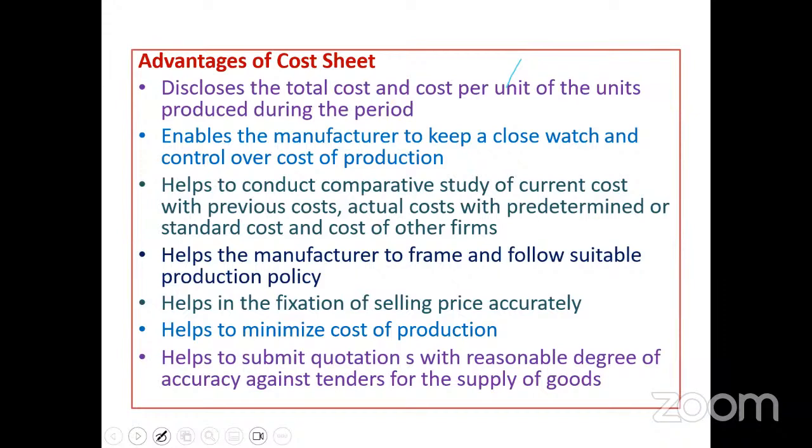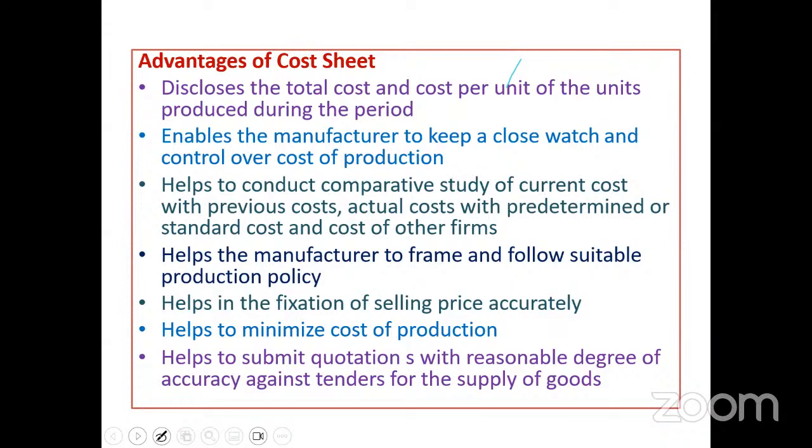Again, the cost sheet also helps in fixation of selling price accurately, as we have already discussed. Unless we get the cost price of a product, we cannot fix the selling price. We must know the cost price of a product first. Again, it helps to minimize the cost of production. How? Because each and every activity can be easily monitored. So whenever you are closely monitoring each and every activity, you can minimize the cost to some extent.